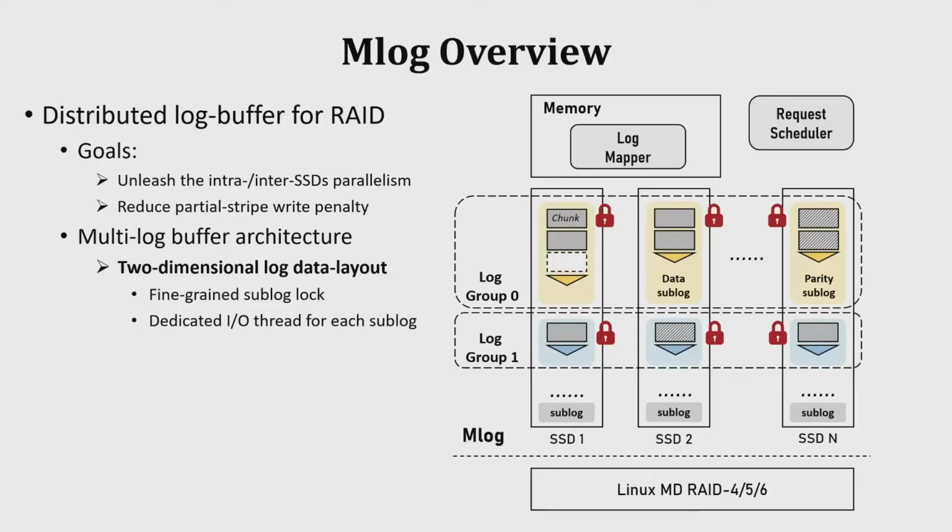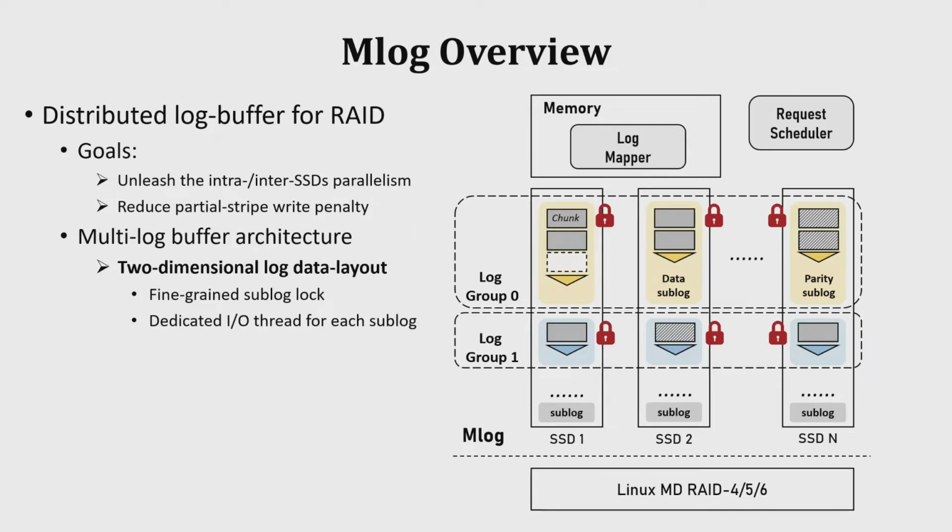To solve the write inefficiency, we propose Mlog, which builds upon parity-based RAID to achieve high performance on buffering stripe writes. The goal of Mlog is to unleash the intra- and inter-SSD parallelism by optimizing the concurrent write buffering process, while diminishing the partial stripe write penalty. This figure illustrates the Mlog architecture that provides a stripe write buffer upon a primary RAID, like a Linux parity-based RAID, without changing the data layout of the RAID.